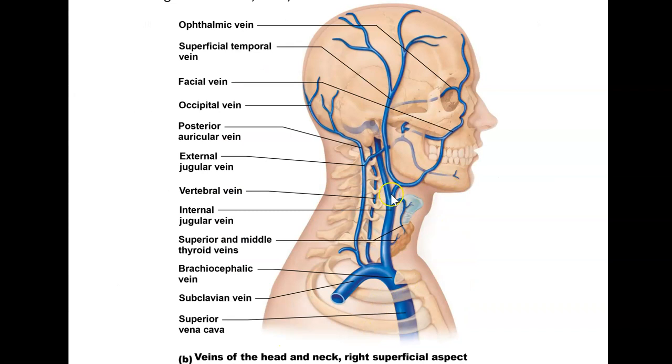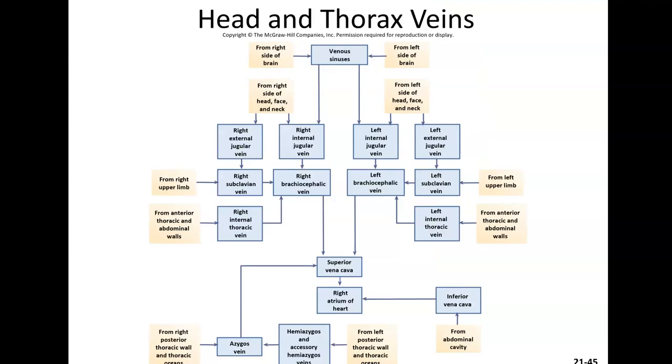That internal jugular vein will then flow down to meet the subclavian vein and drain into the brachiocephalic vein, which will bring it down to the superior vena cava. Here's a nice chart that shows you the flow of venous blood as we move from the head and neck region down back to the heart.